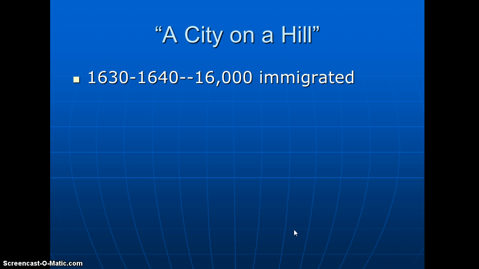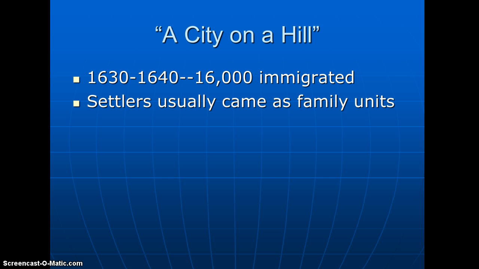Between 1630 and 1640, over 16,000 immigrated to the Americas. And they came to Boston, they came to Salem, they came to all sorts of different places in Massachusetts. And unlike those in Jamestown, they came as family units. So rather than just having a whole bunch of men coming over and trying to find their fortune, you get a large number of families starting lives in the New World. So that's a big difference between New England and southern colonies.